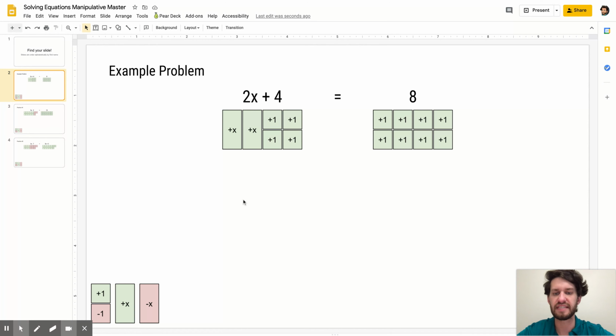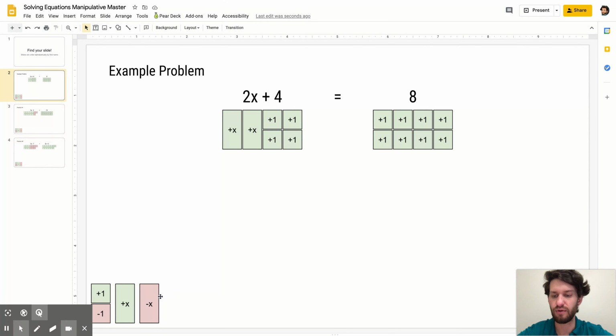So, this first one, this example we started with, I have 2x plus 4 equals 8. So you can see here I have these little tiles that represent the variables and the numbers in my equation. So you can see I have 2x in my equation, so I have 2x tokens. And then I have 4 of these little squares representing plus 1 for each of the 4 items. And then on this side, I have 1, 2, 3, 4, 5, 6, 7, 8 to represent the number 8.